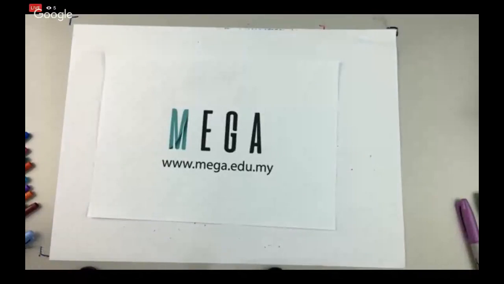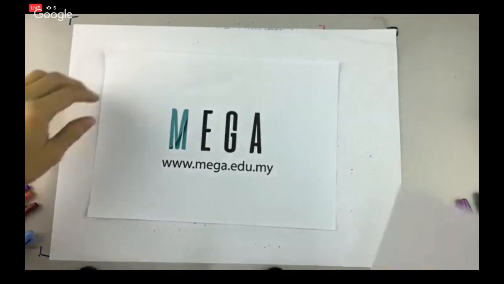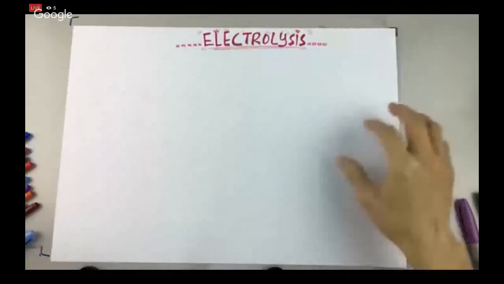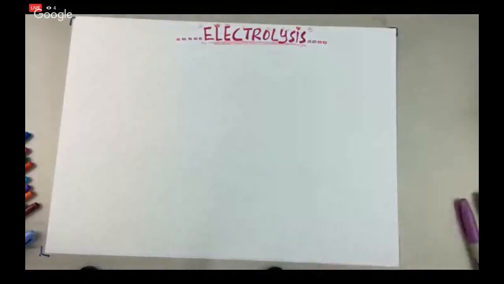Alright, hi everyone. I'm Mr. Khing. How are you guys? Today we are going to continue with electrolysis part 2. We have done some basics about electrolysis last week. For a start, we are going to discuss electrolysis with two different kinds of electrodes.